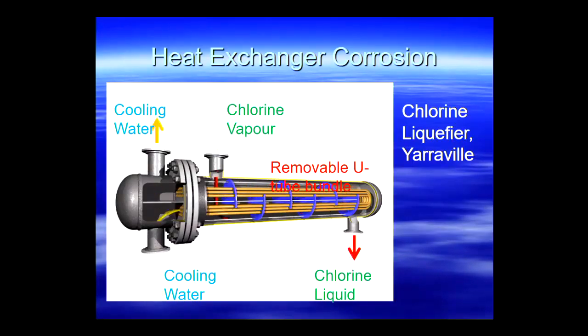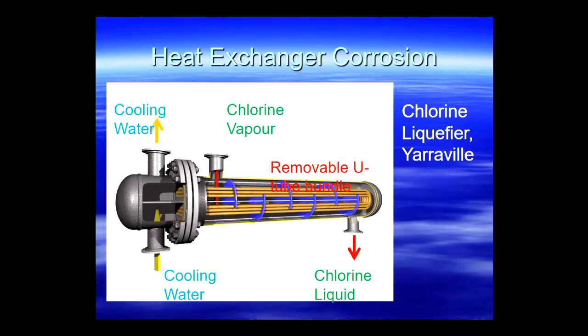All right, let's have a look at another example, which was not far from here. Right, this involved a heat exchanger down at Yarraville. There used to be a chlorine plant at Yarraville. Chlorine is manufactured by creating a concentrated solution of salt, putting it in an electrolytic cell, and you get chlorine gas at one electrode and sodium hydroxide at the other electrode.